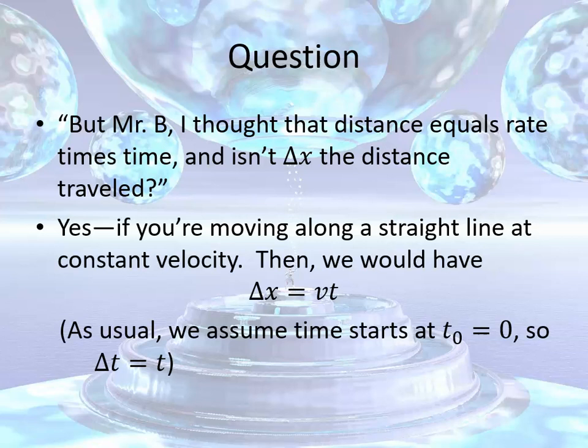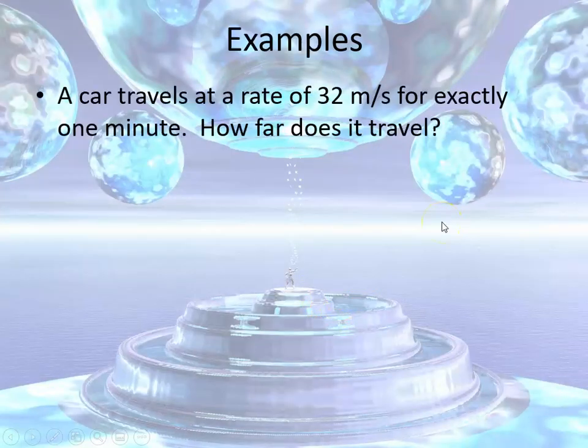In other words, if v is equal to delta x over delta t, if it's a straight line segment, then just multiply both sides by delta t. That tells you that delta x is equal to v times delta t, or if we start at time 0, just v times t. In other words, rate times time. Let's look at an example.